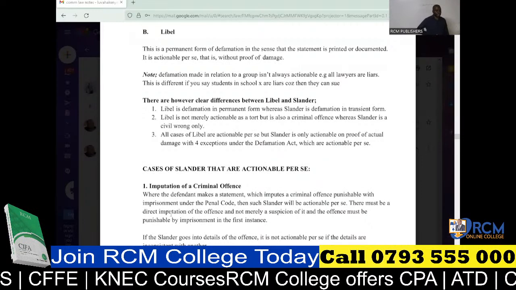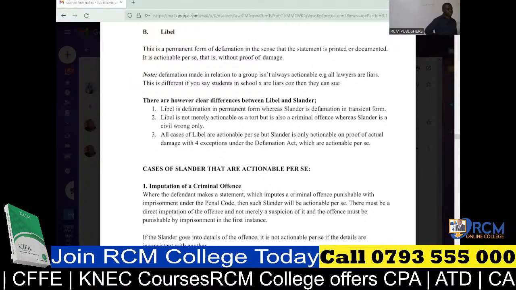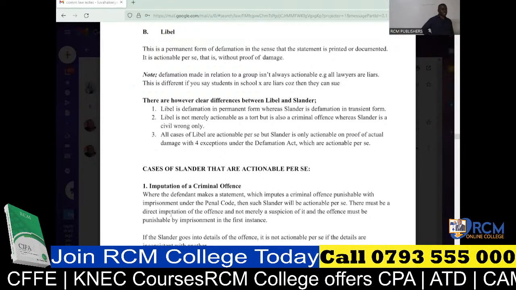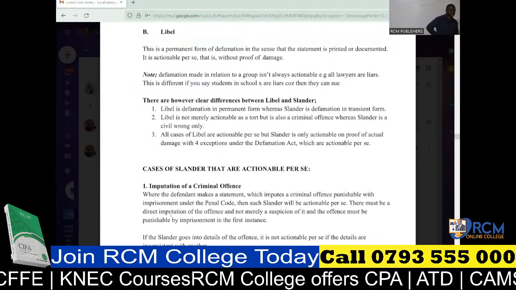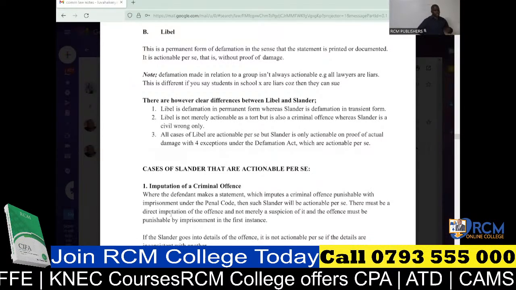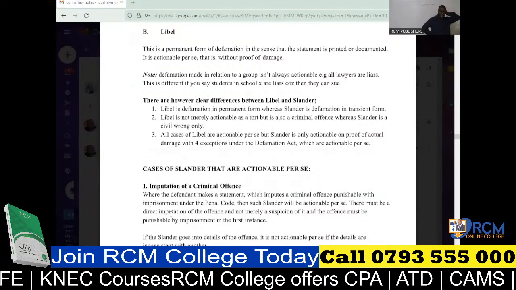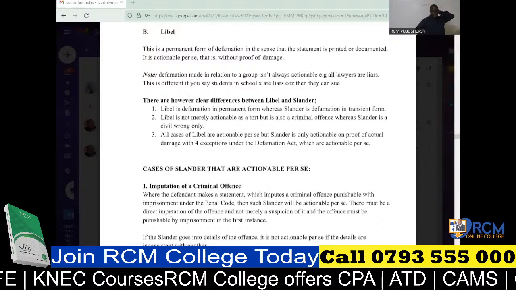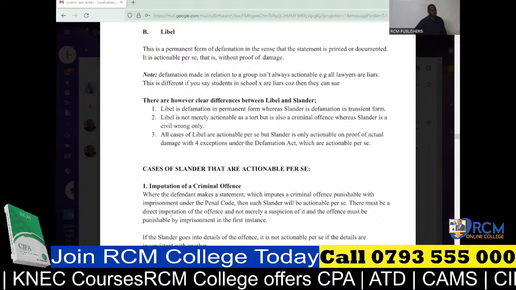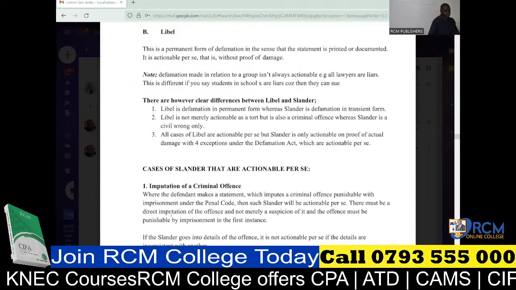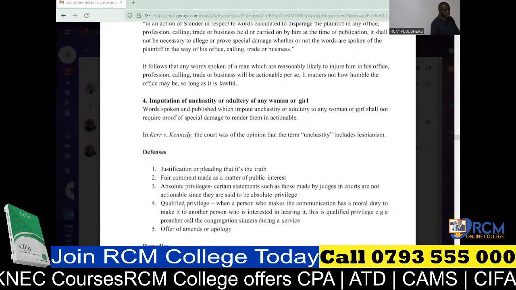is only actionable on proof of actual damage, without the four exceptions that we've been able to look at under slander. For those, you don't have to prove damage, but for other torts under slander, of course, you have to prove there was damage so that the action can be brought before the court. So that is what we mean by defamation, and that is what we mean by libel and slander.